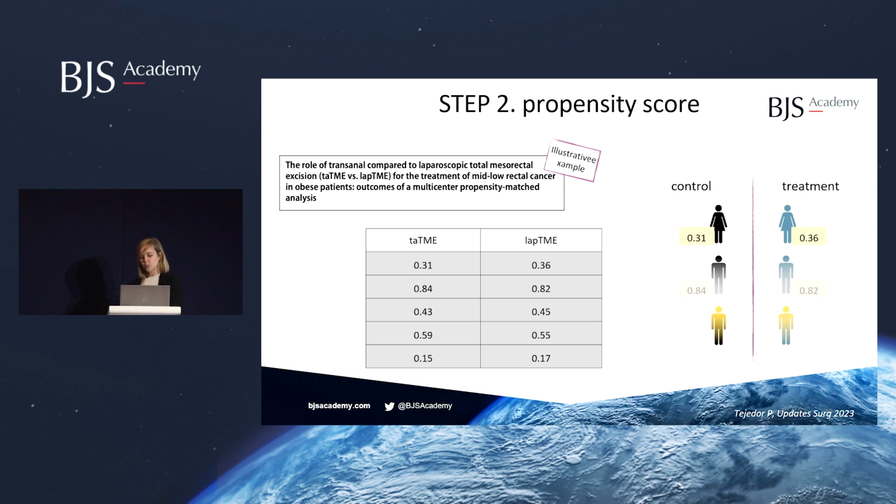Therefore, a person with a specific gender, with or without neoadjuvant chemoradiotherapy, and a different tumor height will be equally likely to be assigned to our intervention condition or to the control condition. So when propensity scores are matched, the design slightly resembles a randomized control trial, because in randomized control trials, this is what we have. Each person is equally likely to be assigned to the intervention group or to the control group.